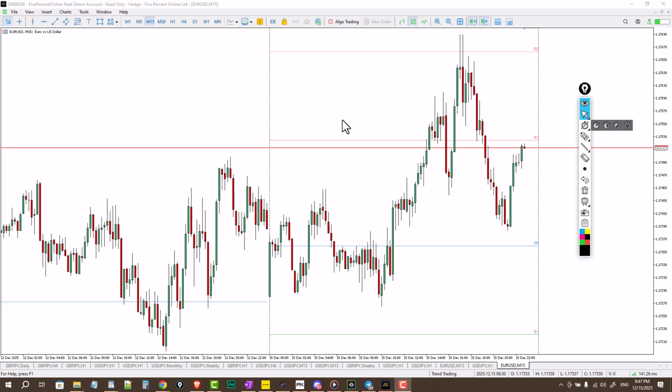So, first things first, without wasting any more of your precious time, what exactly are pivot points? I know if you've been trading for any length of time, I would say you must have come across pivot points at some point in your trading career, because they're actually widely used by a lot of traders.